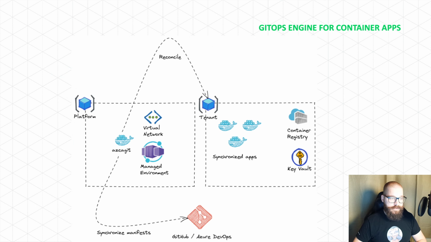The main idea is that you create two resource groups in Azure. One you call platform and one you call tenant. The platform will contain the managed environment and the AskAGit container app. And this container app will connect to a Git repository, and it will reconcile this Git repository into the tenant resource group. The tenant resource group also contains a container registry and an Azure Key Vault.